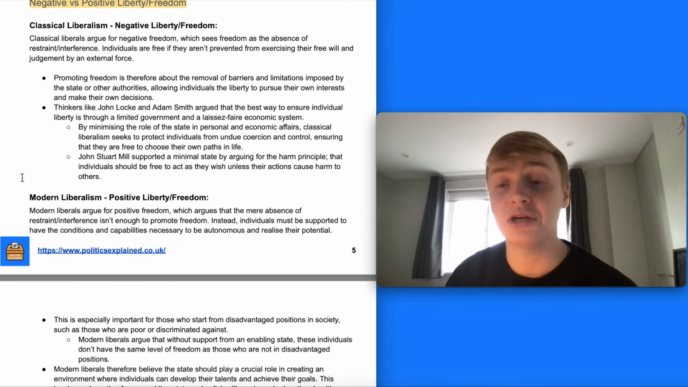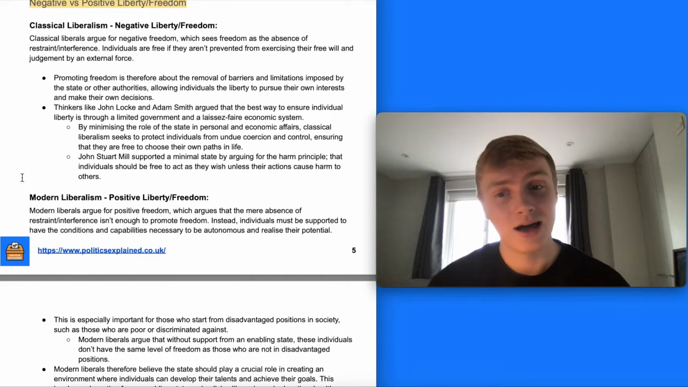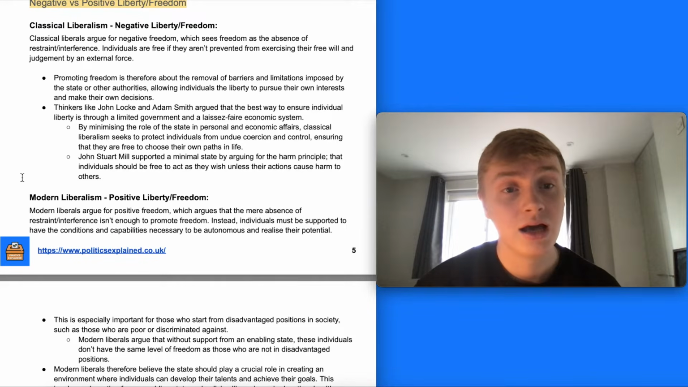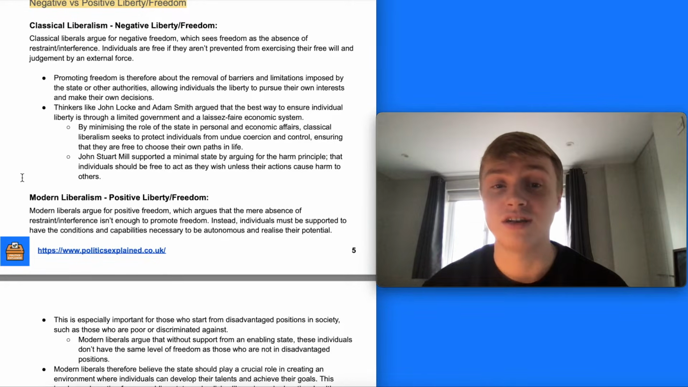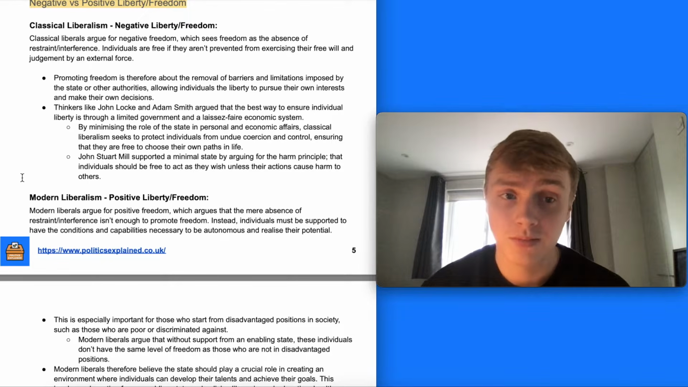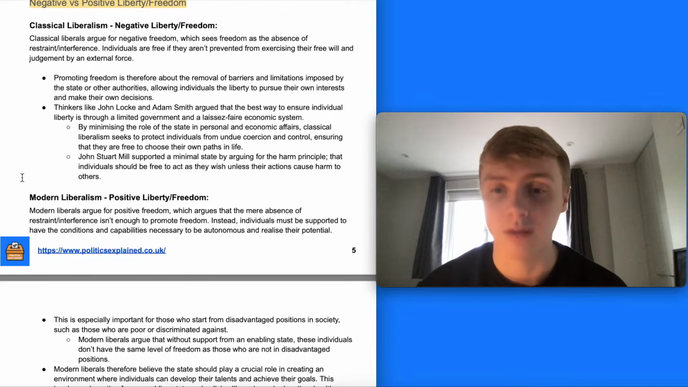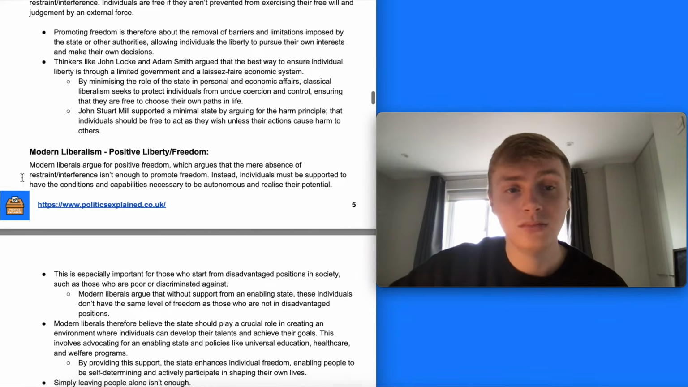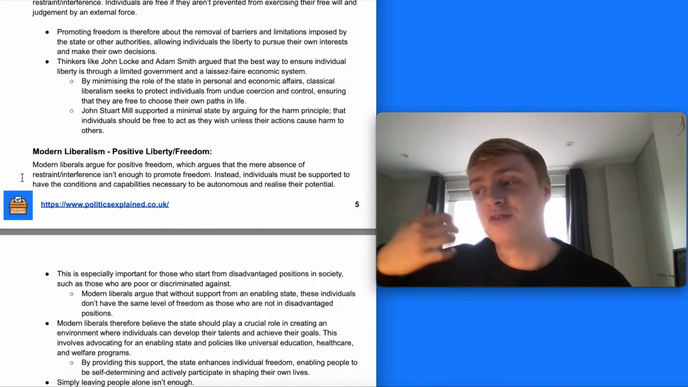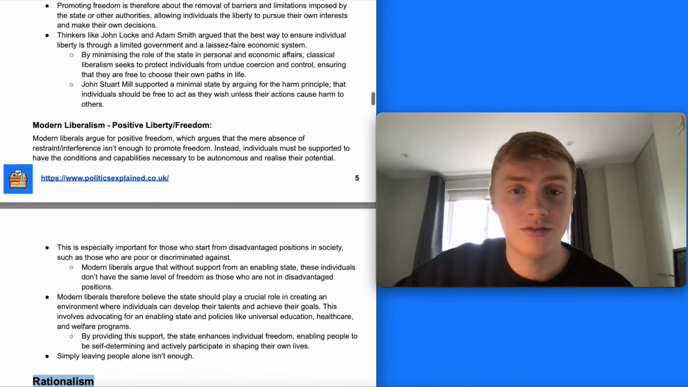And you see, we can look at this earlier in the video, and we'll also look at it later on when we look at John Stuart Mill specifically. He supported this minimal state intervention with the harm principle, which argues that individuals should be free to act as they wish unless their actions cause harm to others. And therefore that really supports a vision of the state that shouldn't interfere in people's lives.